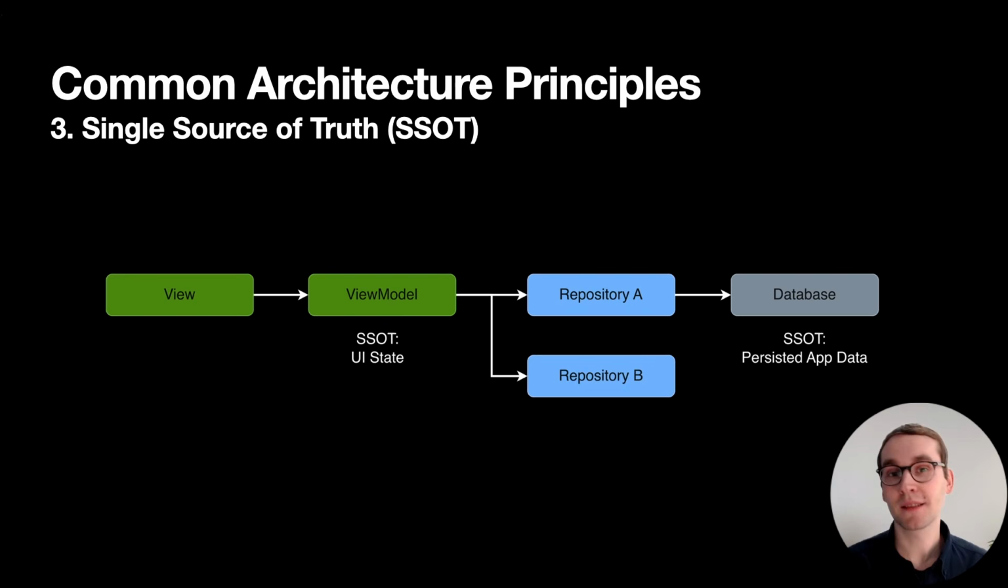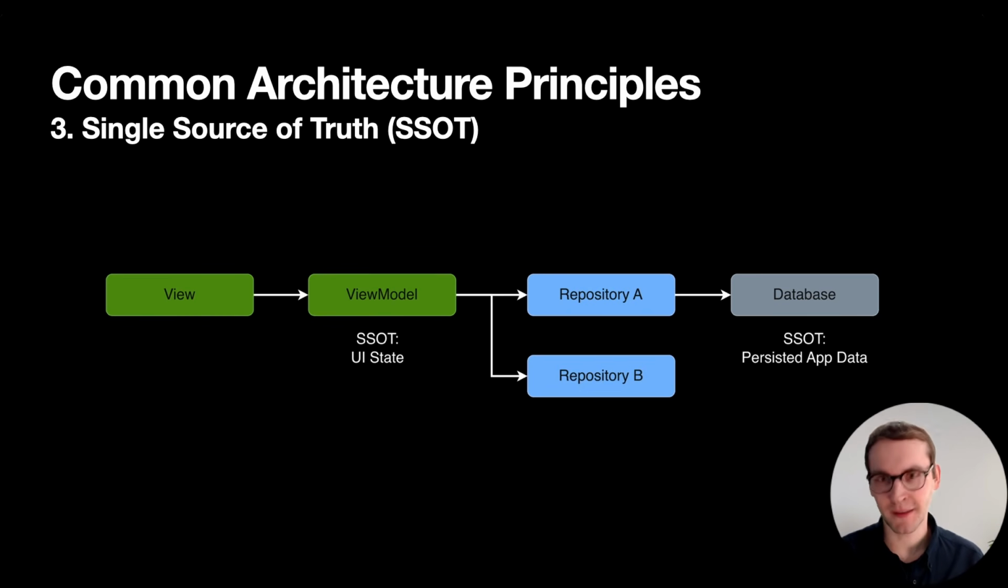Next one, single source of truth, means that each type of data in your app has just one owner, the only place where it can be modified. The single source of truth exposes the data as immutable, and any updates happen through functions or events provided by the owner. This keeps all changes centralized, prevents other parts of the app from accidentally modifying the data, and makes bugs easier to track. So where is the single source of truth?